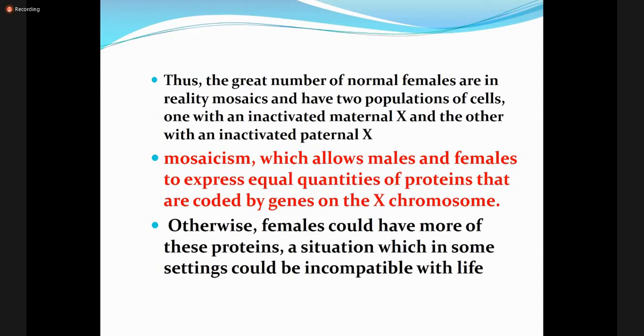Thus, the greater number of normal females are in reality mosaics and have two populations of cells. I have explained this. Mosaicism allows males and females to express equal quantities of proteins that are coded by genes on the X chromosome. Otherwise, females could have more of these proteins, a situation which in some settings could be incompatible with life.